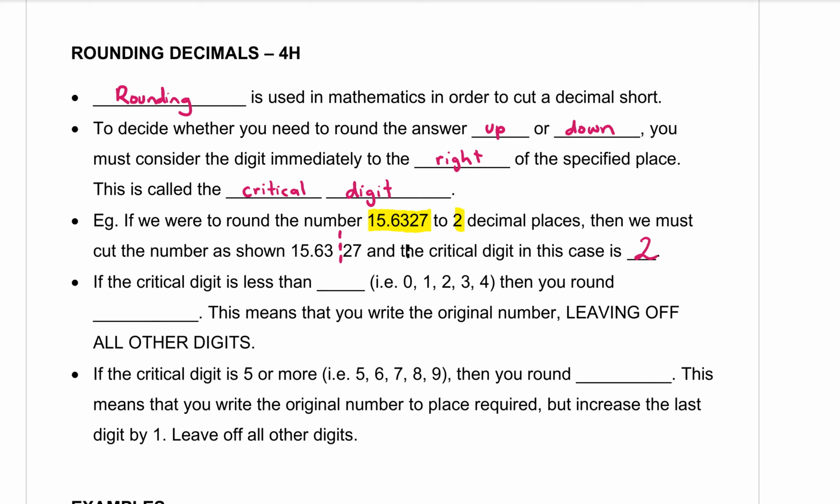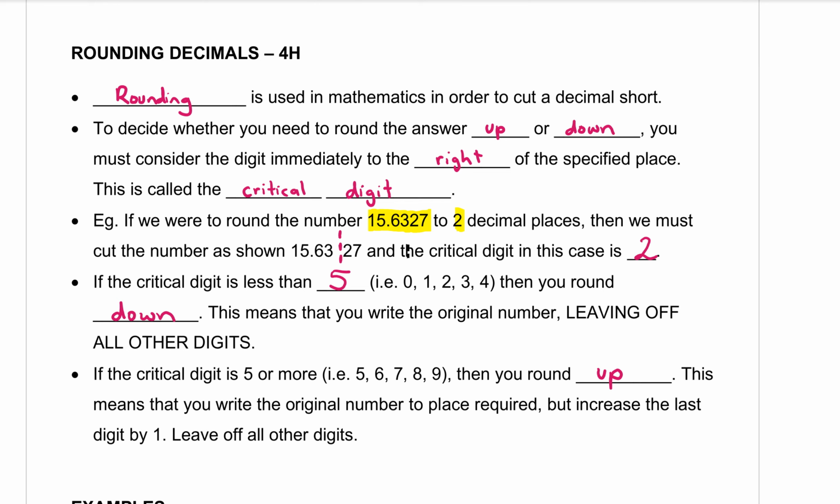If the critical digit is less than 5, so that it's either a 0, 1, 2, 3 or 4, then we do what is called rounding down. This means that you write the original number and you just leave off all the digits after the line that you've drawn. If the critical digit is 5 or more, so 5, 6, 7, 8 or 9, then you need to round up. This means that you write the original number to the place required, but you increase the last digit by 1 and leave off all the other digits.